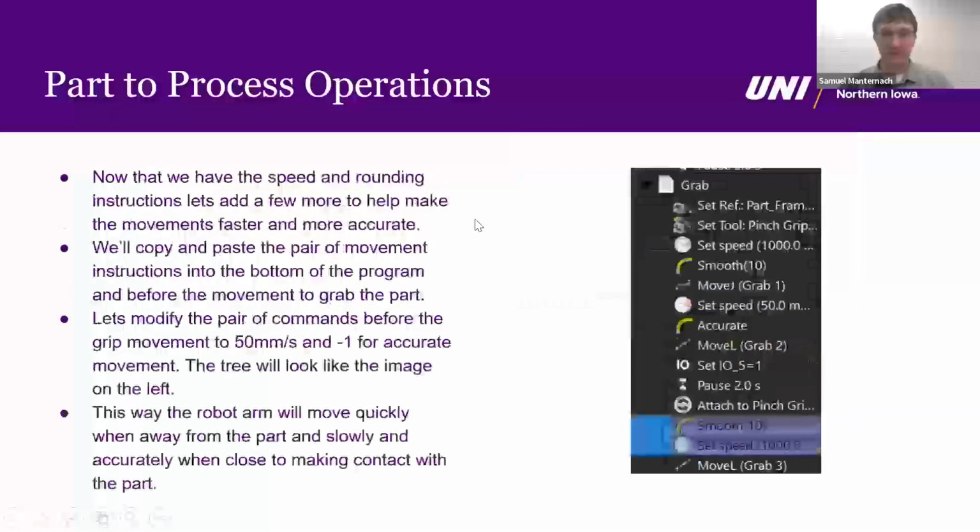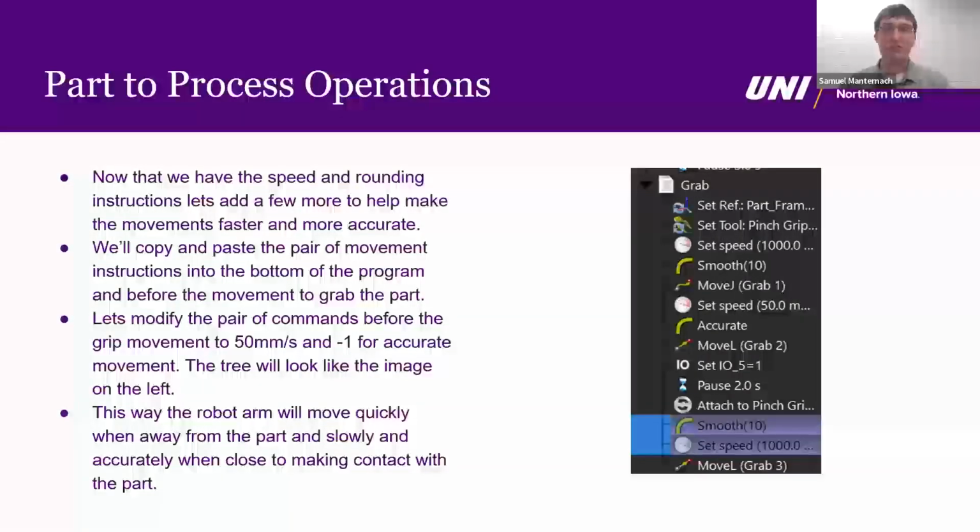All right. So as we move on, you'll have your 2 movement speeds already, so what we're going to do is simply copy and paste. If you select both your move speed and your rounding, we can copy and paste those down. We're going to place them just after our approach point, so our grab 1 location, that move J. So we have our new set speed and rounding instruction. We're also going to set it after our grab command, so then we'll be able to move away from our pad very quickly.